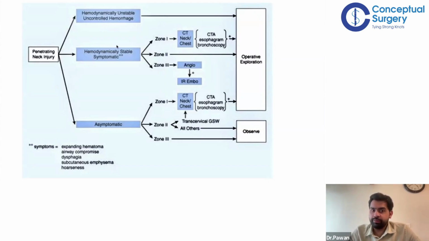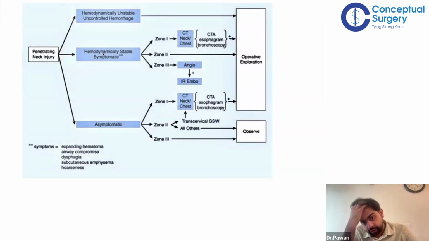But if we are dealing with hemodynamically stable patients, but the patients are symptomatic. Now, what do you understand by symptomatic? Symptomatic basically means that there are soft signs present. So in this scenario, you have to get an evaluation done of this patient. In zone one, what was there? We had the trachea and the esophagus. So if the patient is hemodynamically stable but symptomatic, then we do a zone-wise investigation.